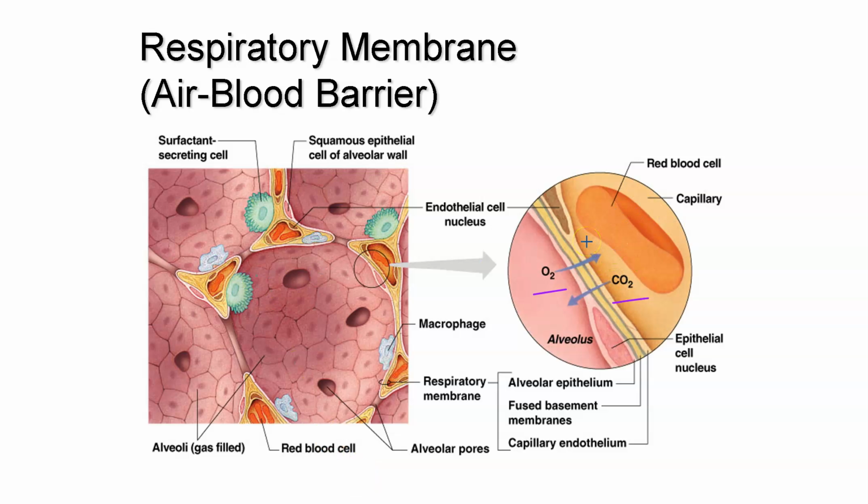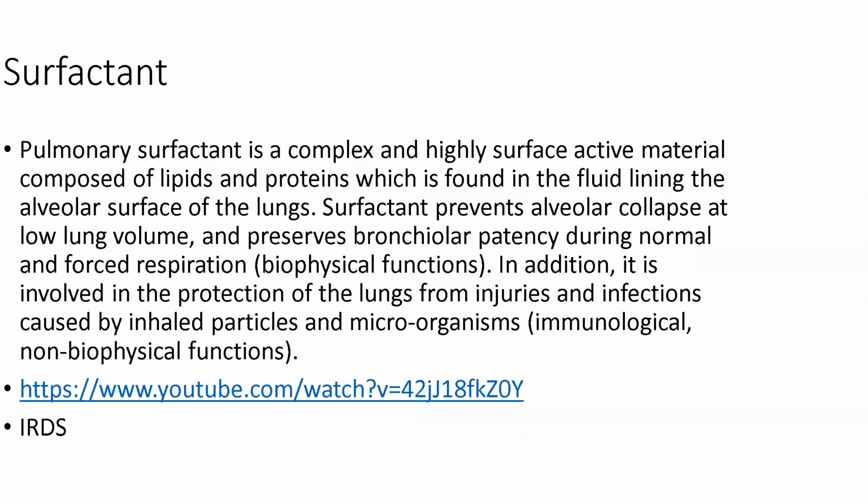How do these air sacs basically not fall apart, not collapse together? Well, there's liquid around them called surfactant, and there are also cells secreting that, epithelial cells, and so there is some organization here. But surfactant is very important. It's a complex and highly active material composed of lipids and proteins, which is found in the fluid. Surfactant prevents alveolar collapse at low lung volume. So when you breathe out, technically they should collapse based upon pressure differences, but they don't.